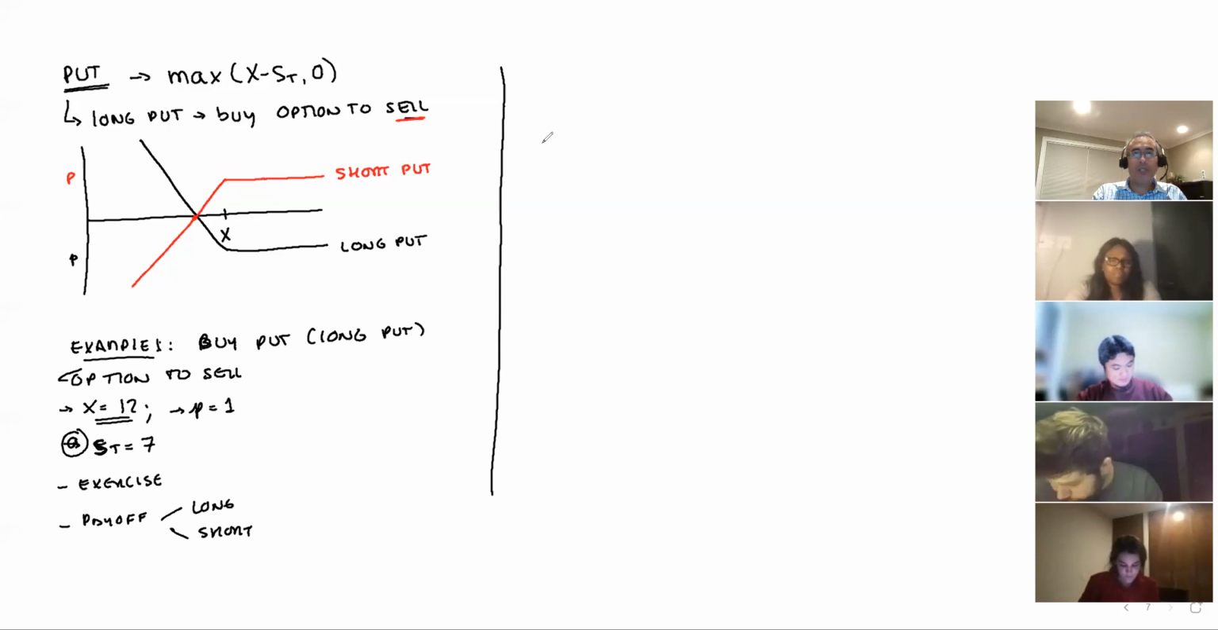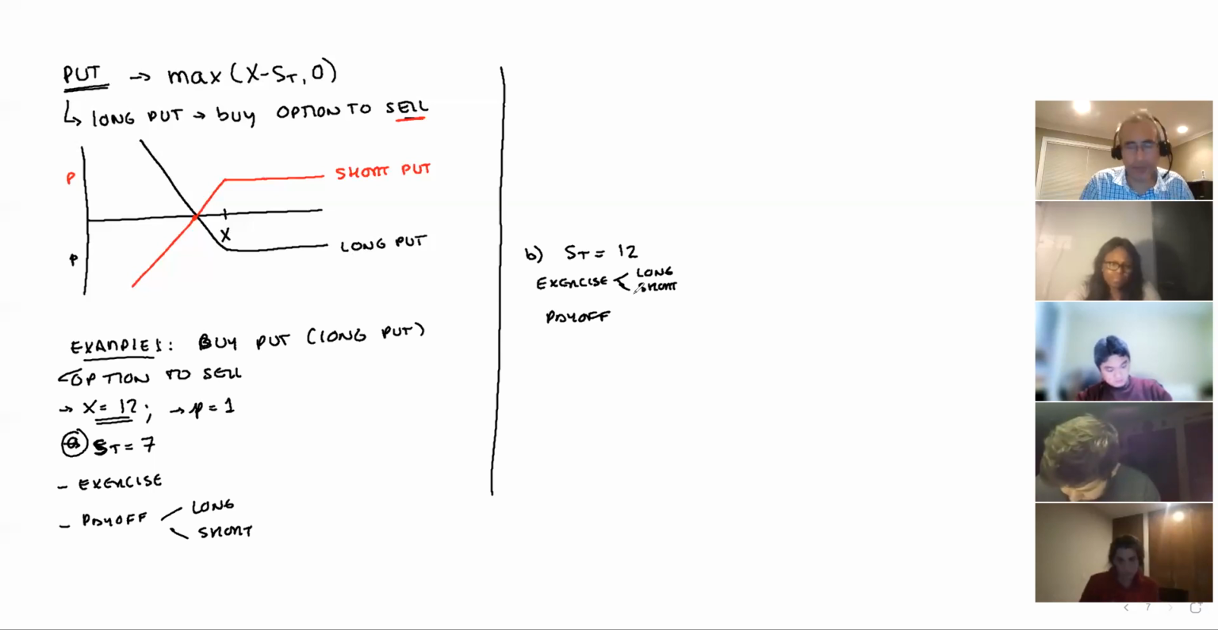Okay, and this is the first one. And the second one is that ST is equal to 12. The same: I want exercise or not, and the payoff. Okay, 3 minutes to do that.